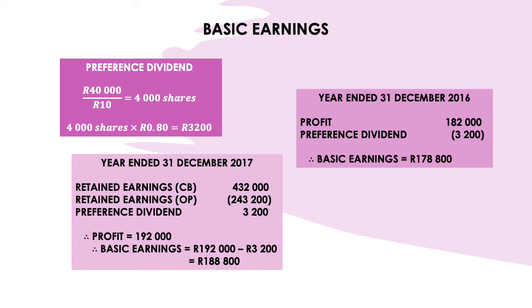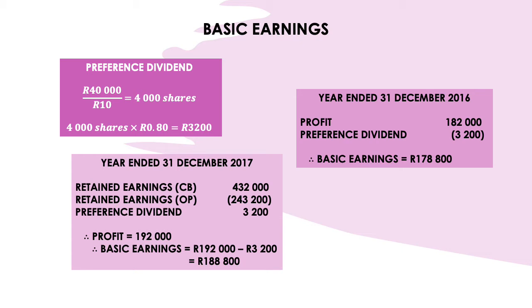Now I hope you all recall how we calculate basic earnings. We take the profit or loss for the year after tax, less non-cumulative preference dividends if they have been declared, less cumulative preference dividends always. Now we know that in this question we have non-cumulative preference shares, and we were told that the dividend was declared in both 2016 and 2017.